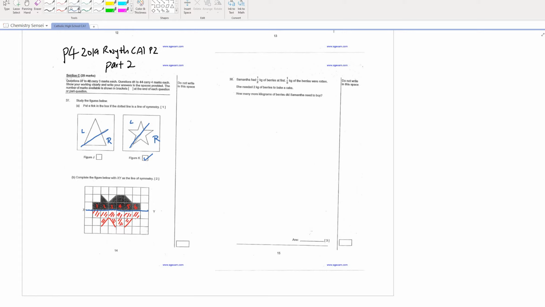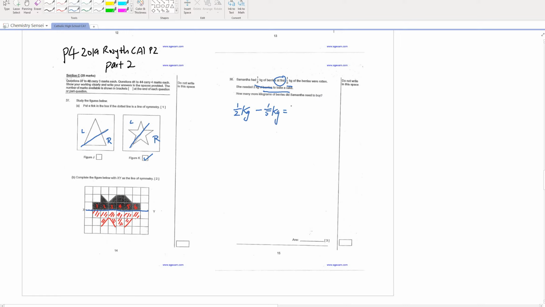Okay, let us move on to question 38. Samantha had half kg of berries at first. 1/5 kg of the berries were rotten. She needed 2 kg of berries to bake a cake. So initially at the beginning she has half kg. However, because 1/5 of the berries were rotten, we can no longer use the 1/5 kg, so we need to take them out. Okay, so we have half kg minus 1/5 kg.